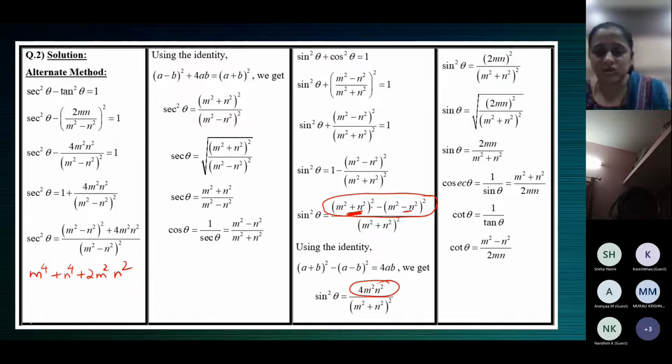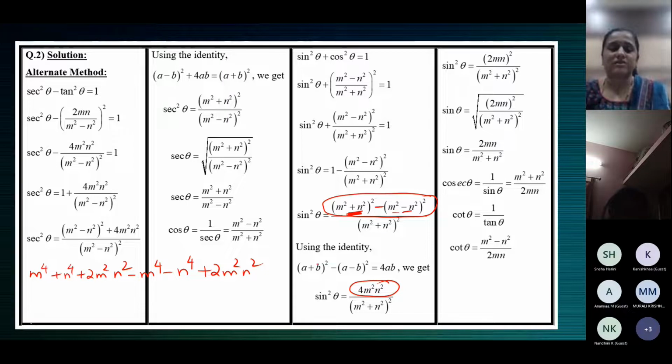There's a minus sign outside here, so when you expand and multiply all the terms with the minus outside, this is what you will get: minus m to the power 4 minus n to the power 4 plus 2m square n square. Then next step, this gets cancelled. Plus n to the power 4 minus n to the power 4 cancels, and 2m square n square plus 2m square n square is 4m square n square. So you can still get the same result. You have to expand and simplify, you will get it.